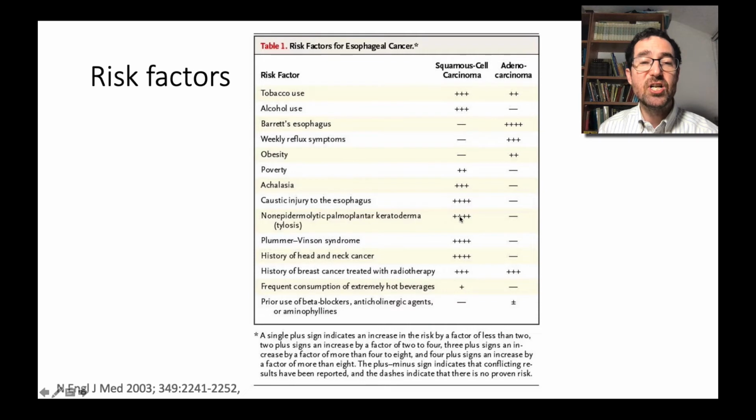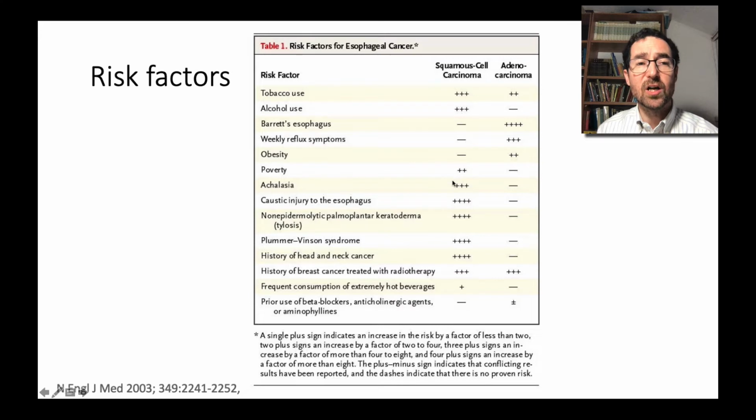There's also a rare genetic condition called tylosis, which causes thickening of the skin of the palms and the feet, and also esophageal cancer. And then there's this rare disease called Plummer-Vinson syndrome, which is an association between iron deficiency anemia, glossitis, difficulty swallowing, esophageal webs, and also squamous cell carcinoma of the esophagus. At least in my time, it's a rare disease, but it's the kind of thing that frequently pops up on exams.